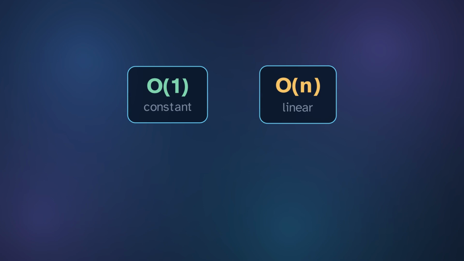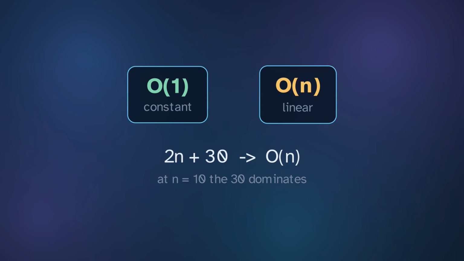Now, why do we throw away the details? Suppose one method takes 2n plus 30 operations. When n is 10, the 30 matters more than the 2n. But when n is 1 million, the 30 is a rounding error. Big O keeps only the part that dominates as the data grows. Let us see why that is worth doing.